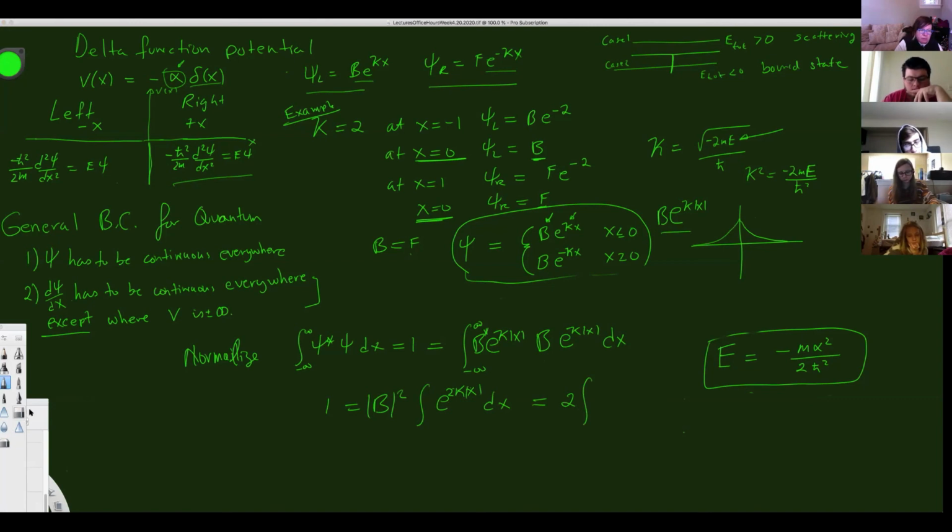Sorry, I forgot my b squared. Let me get my b squared. 2 b squared times the integral from 0 to infinity of e to the 2 kappa x, right? Because they're symmetric, if I do this side, I get the integral. It's just going to be the same on this side, so I can just multiply by 2. So that's the advantage of doing that absolute value. And so I'm going to let u equal 2 kappa x, du is 2 kappa dx.